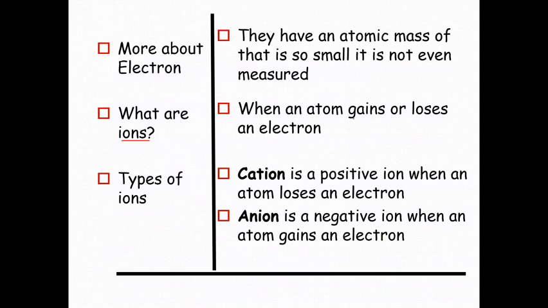So what are ions? It's when atoms gain or lose electrons. There are two different types of ions. We have cations, which are positive ions. You got positive charge, and anions are negatively charged. Just know which is which, cation being positive, anion being negative.